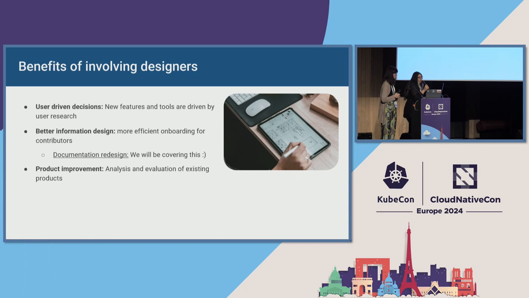And here are some more ways that designers have been beneficial in Knative. Now more of our decisions are user-driven, which means that the new features and tools that we add follow, or hopefully, are following user demand. So the features that we develop are actually going to be used by people. By having better information design, we're able to have more efficient onboarding for both contributors and new users. An example of information design is our documentation restructuring, which Mariana will be going over in a second.